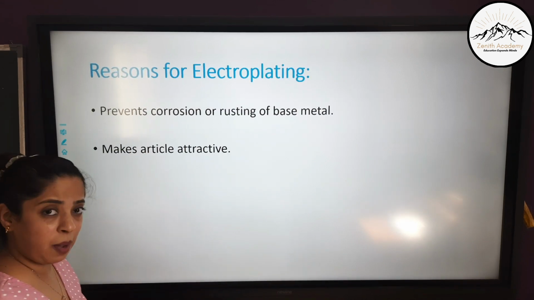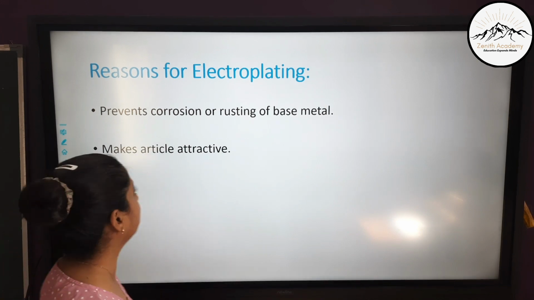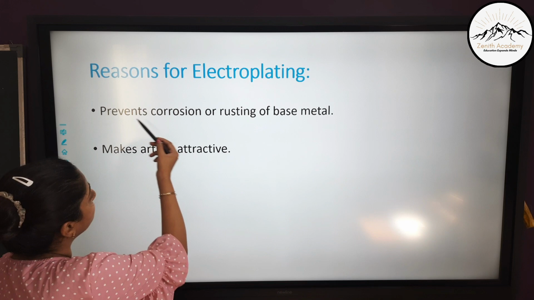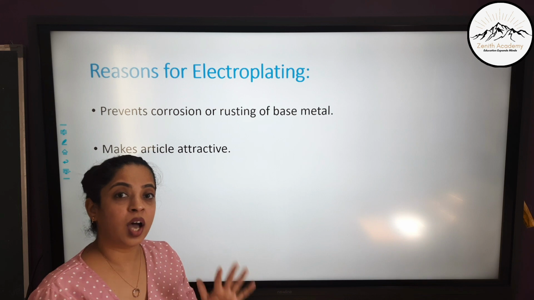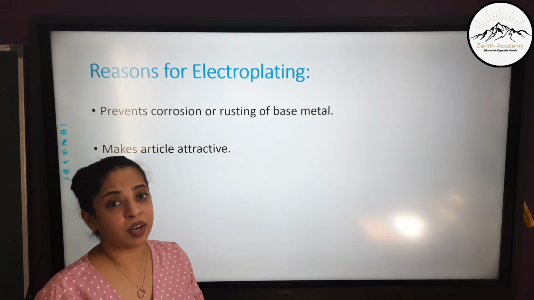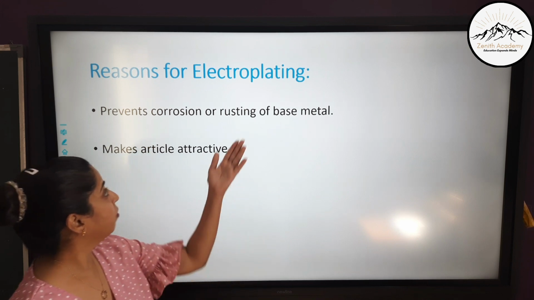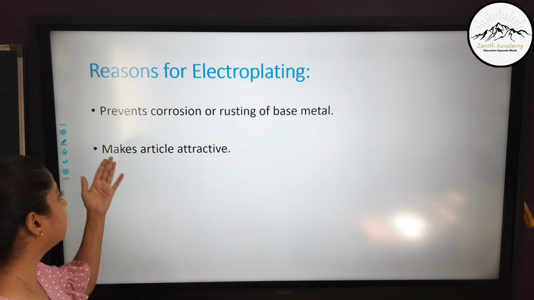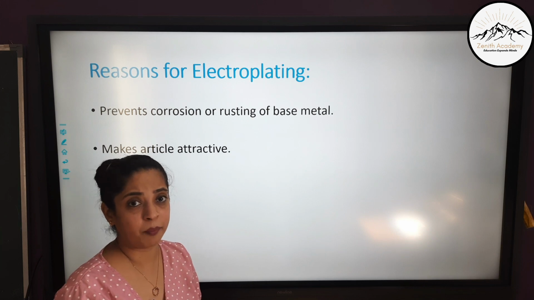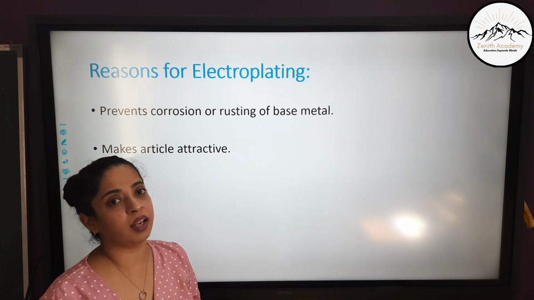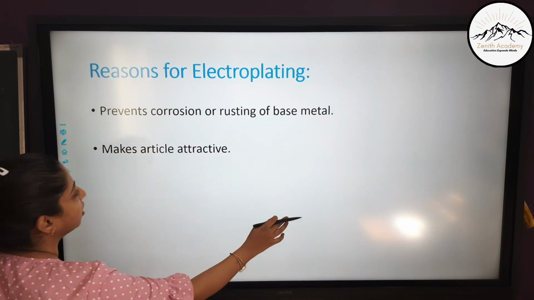Before going into the examples, first we should know what are the reasons for electroplating, why we need to do electroplating. First reason is it prevents corrosion or rusting of base metal. For example, iron gets corroded very quickly. So to prevent iron from getting corroded, it is electroplated with nickel or chromium. So the first reason is protection from corrosion. Second, it makes the article attractive. If you have a statue of brass, for example, and you want to make it attractive, you can electroplate it with either silver or gold. So the second reason is to make the article attractive.